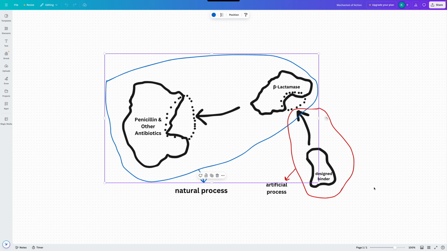What you're seeing here is a process taking place in bacterial infections. On the left, we have penicillin and other beta-lactam antibiotics, historically some of the most effective tools against bacterial infections. And in the middle here, we have beta-lactamase, specifically the TEM171 variant, which as seen follows the arrow and binds to penicillin, distorting its structure and rendering it ineffective.